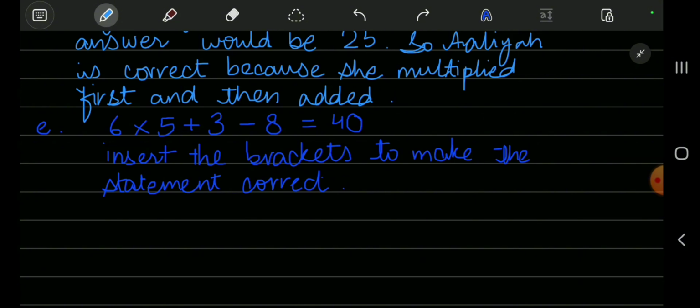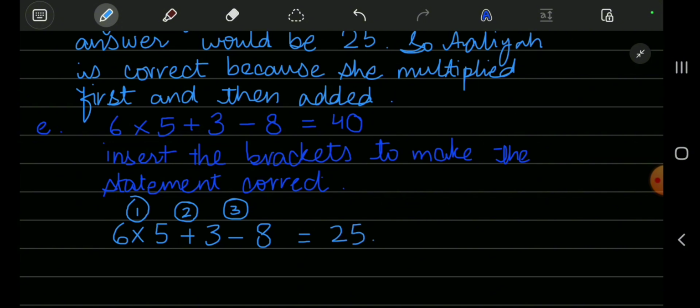Okay, so see, if you follow the BODMAS rule in this expression, 6 into 5 plus 3 minus 8, first we are going to do the multiplication if you don't have the brackets, then the addition, and then the subtraction. So 6 times 5 is 30, 30 plus 3 would be 33, and 33 minus 8 would be 25. Okay, but now they are asking you to insert the brackets because the statement is going to give you an answer of 40. So let's change this.